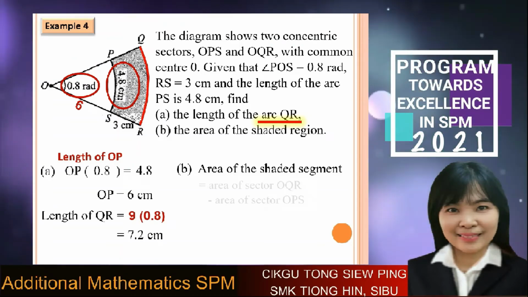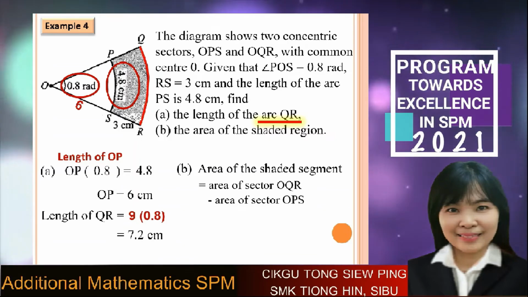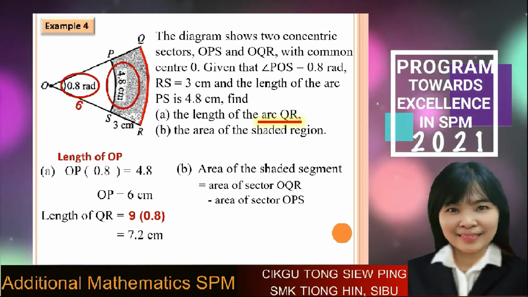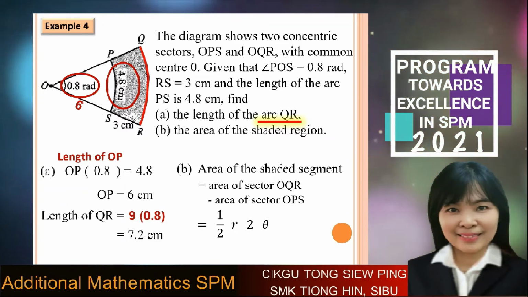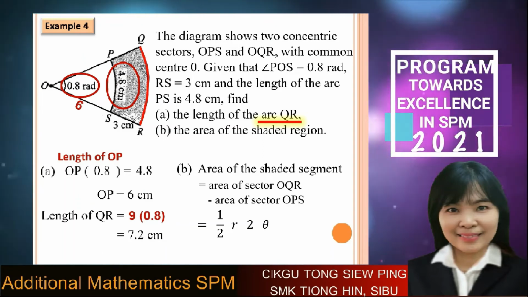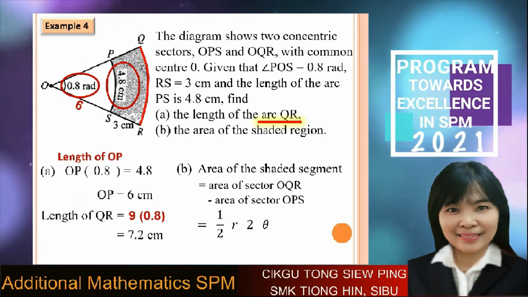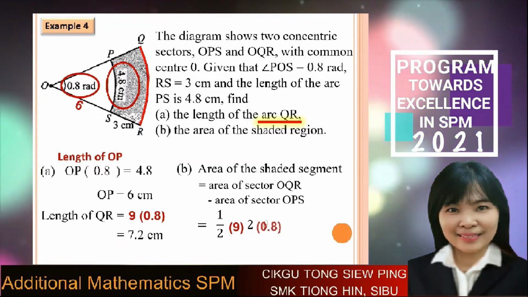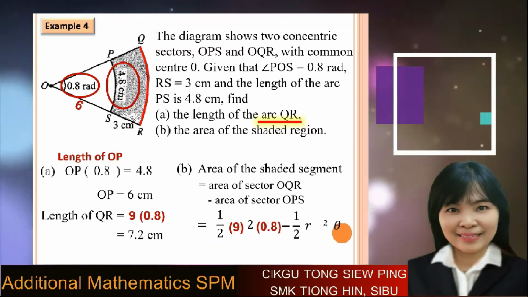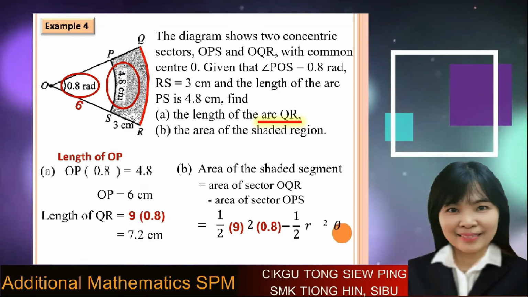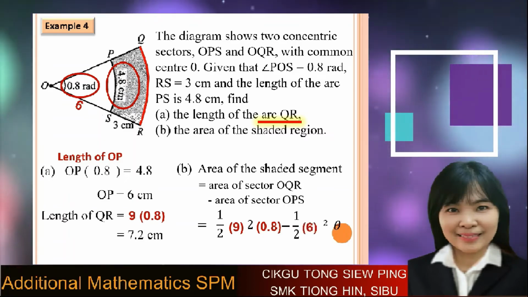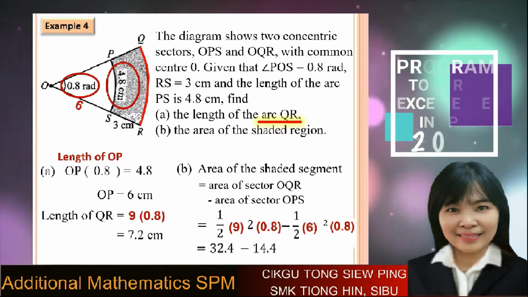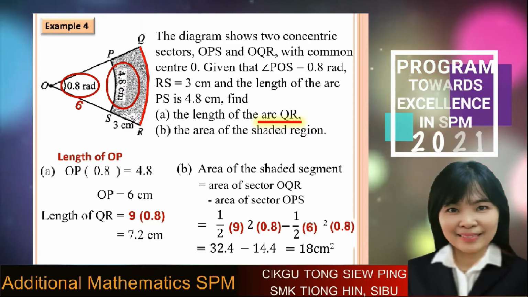Next, we find the area of the shaded region. The area of the shaded region is given by the area of the sector OQR subtract the area of the sector OPS. The area of the sector OQR is given by this formula, 1/2 R squared theta. We substitute in its radius, that is equal to 9, and the angle 0.8 radian. Then for the area of sector OPS, the smaller sector, the radius is 6. We substitute into the formula and the angle is 0.8. We subtract it and we get the final answer, that is 18 cm squared.